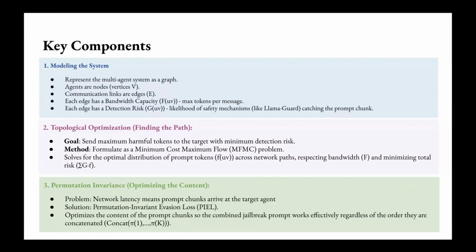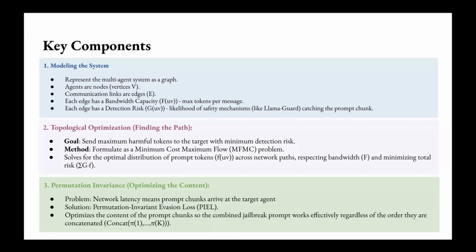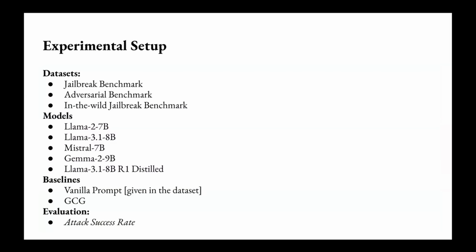So instead of having GCG on one specific prompt, we apply GCG on smaller chunks of it. And our goal is that whenever you combine the chunks in any order, you end up having a successful attack. So that's another objective that we add to our optimization. After we have that, we have our whole optimization flow ready for the jailbreaks. And we can discuss the experimental setup as well.